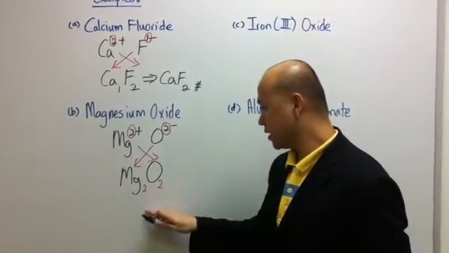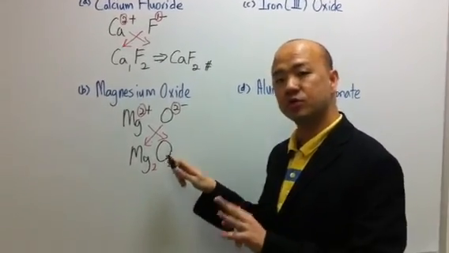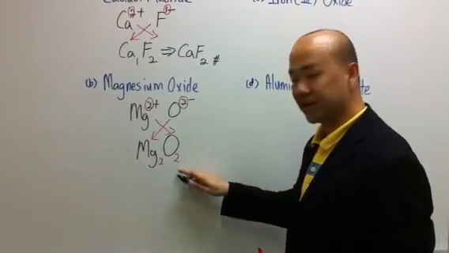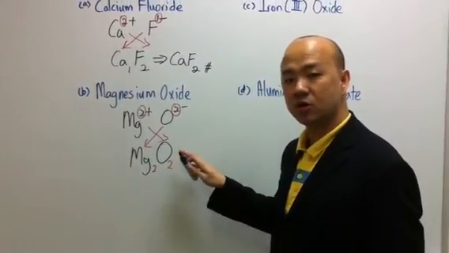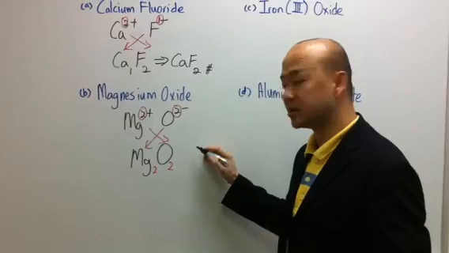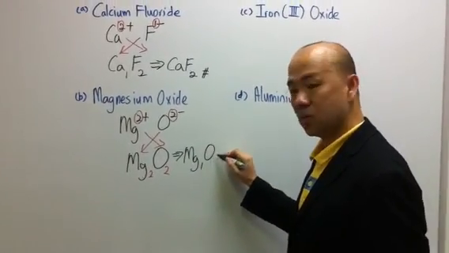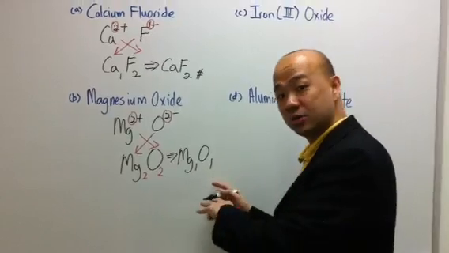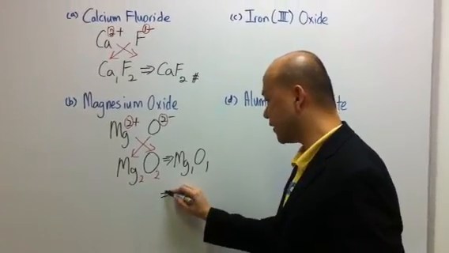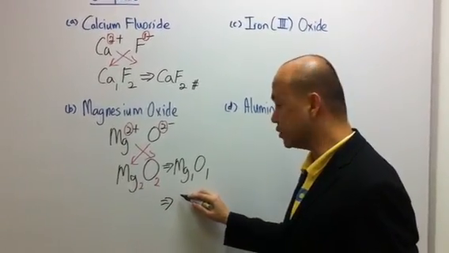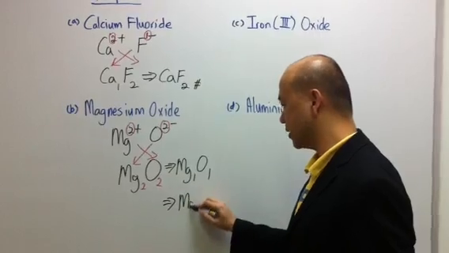Now, over here I need you to know that in chemistry we also don't want to have very big numbers. We always go for the lowest common multiple. So we need to simplify to the simplest ratio, which is Mg1O1. And in chemistry, again, we don't like the number 1. So the final answer for magnesium oxide will be MgO.